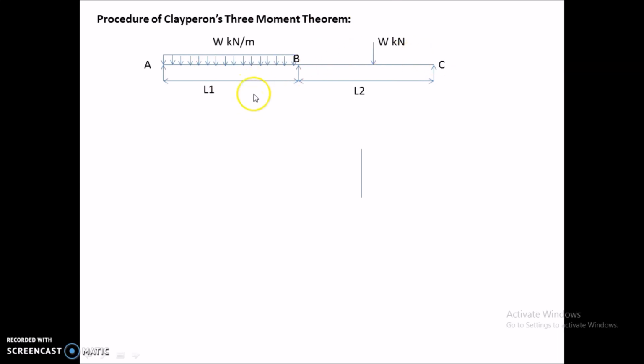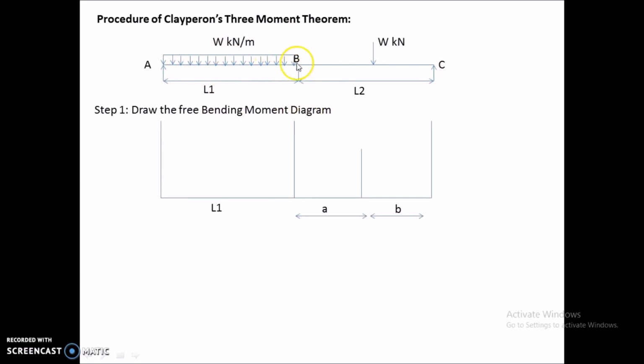So the first step of Clapeyron's three-moment theorem is to draw the free bending moment diagram. So now we will draw the free bending moment diagram for each span separately. So I have divided this entire beam into 2 spans. The first span is L1 and the second span is L2, and the load is at A from the left side and B from the right side. So the bending moment diagram for this span will be in parabolic shape. The value is WL square by 8.